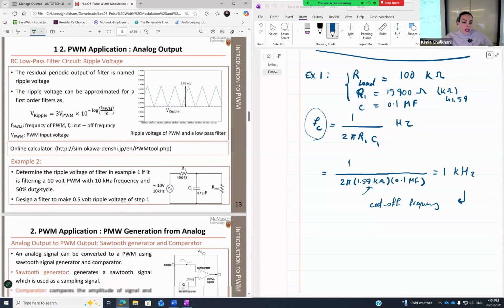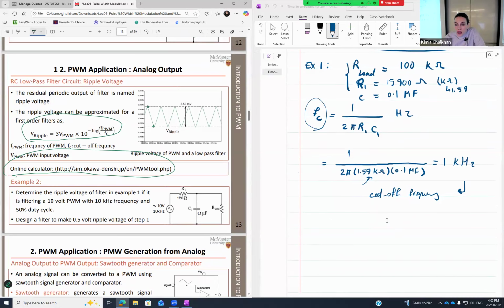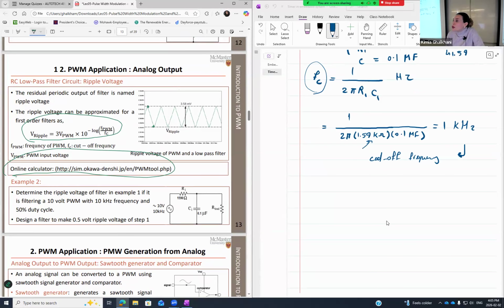Now, if I continue in the second example, I have another equation to calculate the ripple voltage. What is ripple voltage? It's the voltage traveling between two voltages. It's a periodic voltage, just moving from one point, which is maximum, to minimum. That's what we call ripple voltage. And then I have an online calculator. I'll go over this one, and if we have time, I'll look at the online calculator and show you how you can validate this calculation.